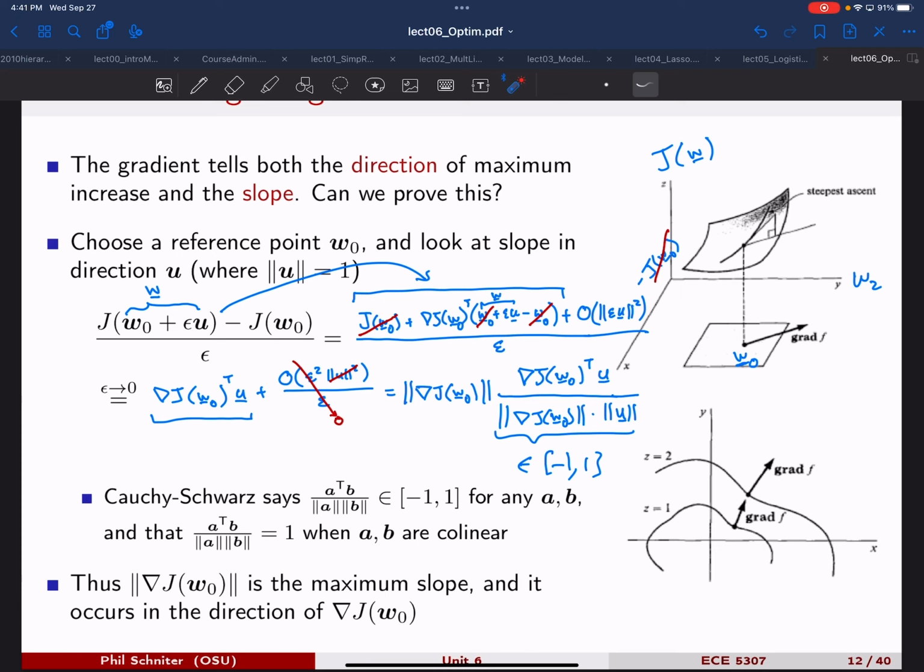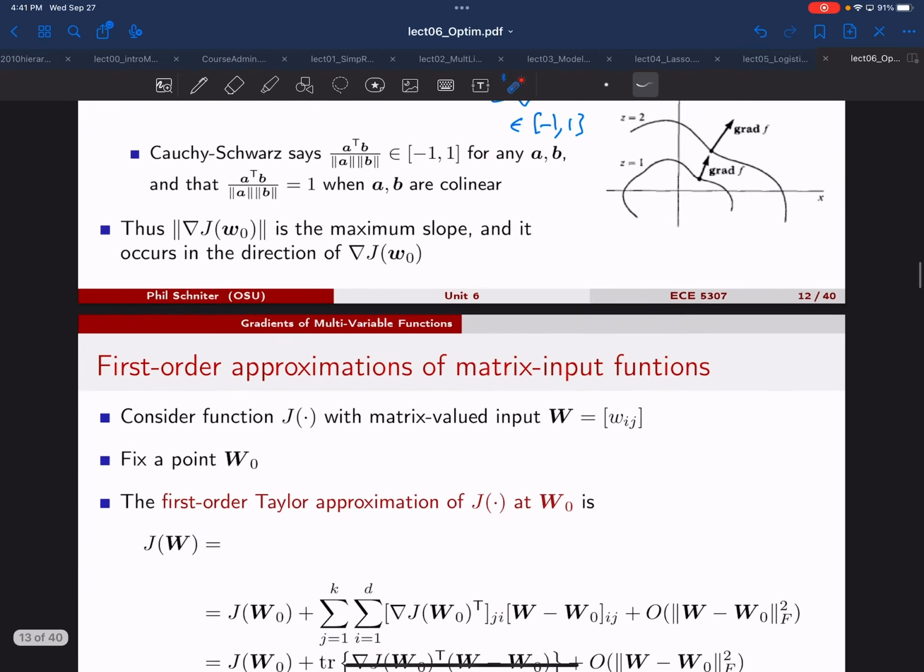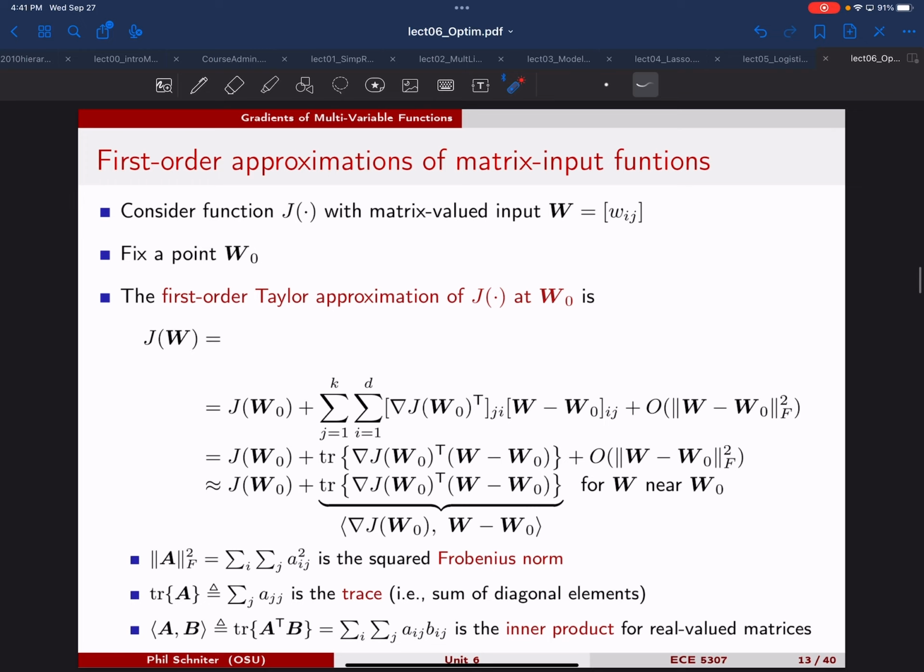Cool. Is everybody good with what we have on this page? Okay, so it's understanding the gradient. So we've seen this now for scalars, for vectors. Let's do it for matrices as well. So the approach is maybe what you would expect.